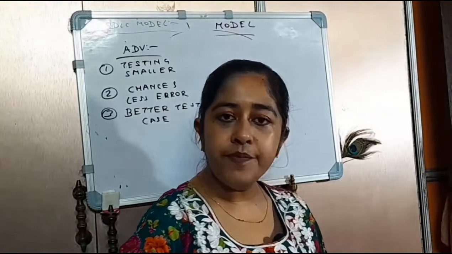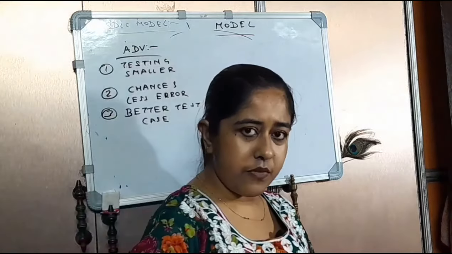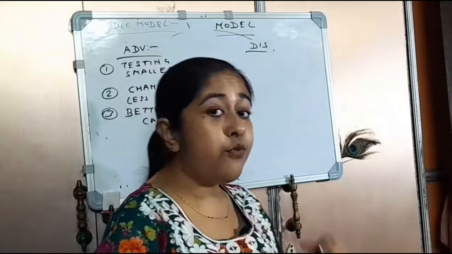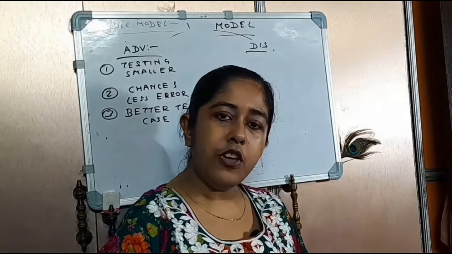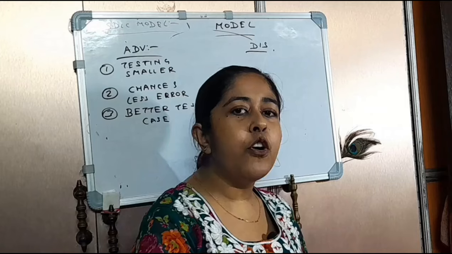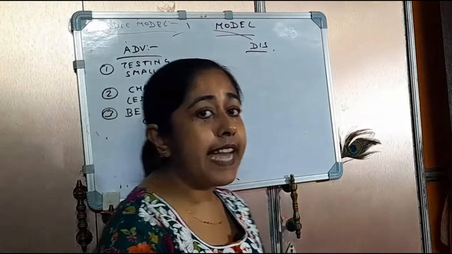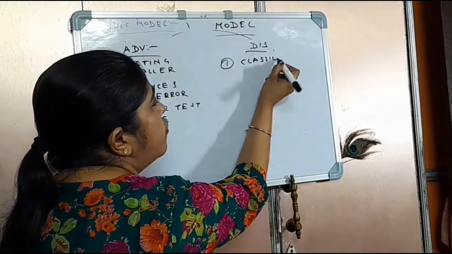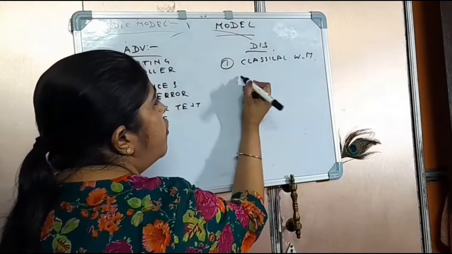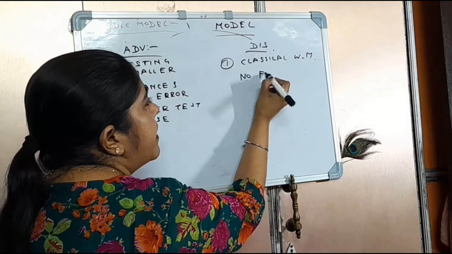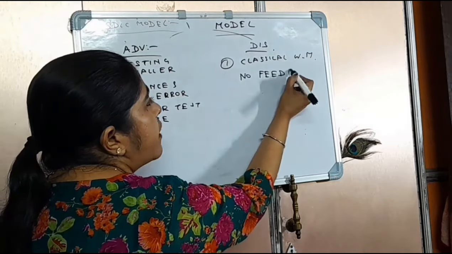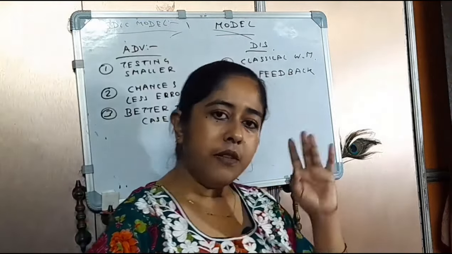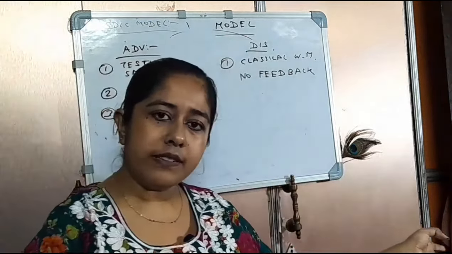But one thing which is a disadvantage is that, since we are following the waterfall model here also, what will happen? The same loopholes which were there in the classical waterfall model will be there here also. That is, no feedback can be done here. You cannot go back to any of the phases. So this is the major loophole of the V model also, as in the classical waterfall model.